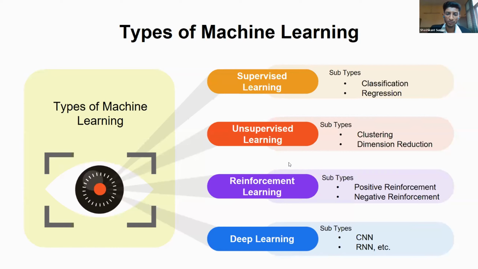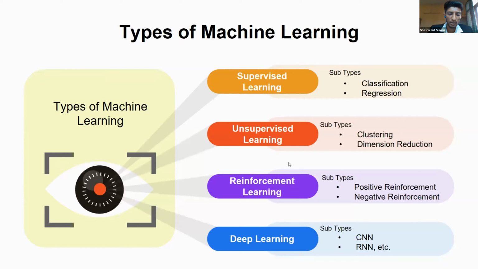After that, we have unsupervised learning. Unsupervised learning involves algorithms that train on unlabeled data. The algorithm will scan through the data sets and look for any meaningful correlation that it can get from the data and produce an output on the basis of that.